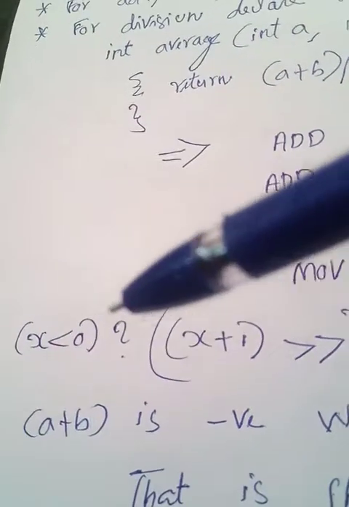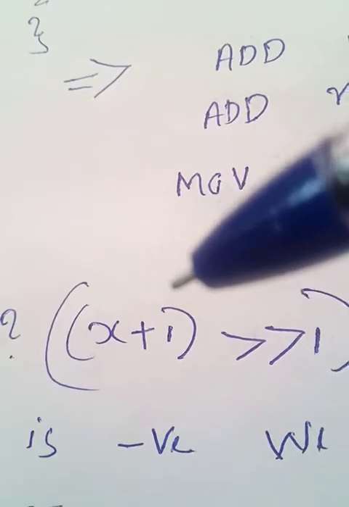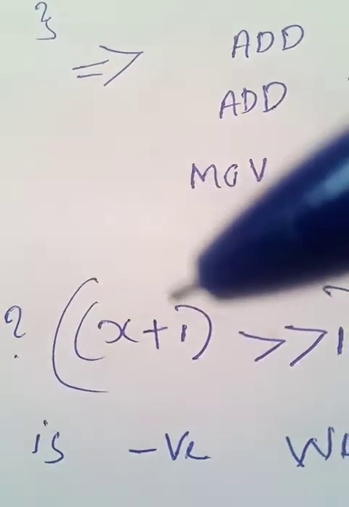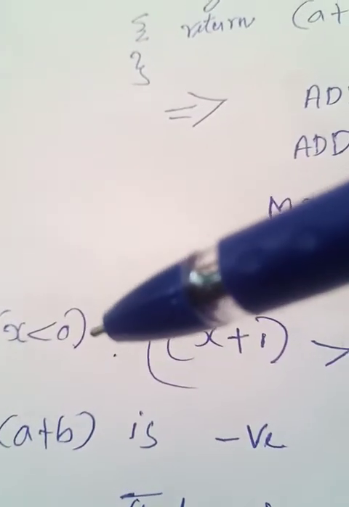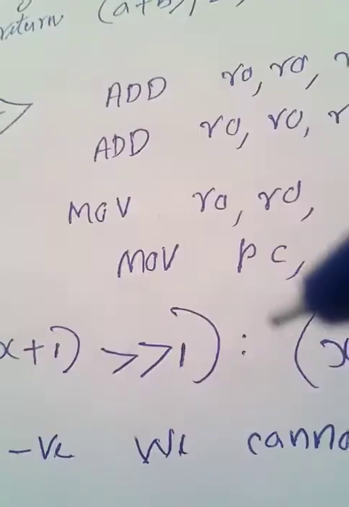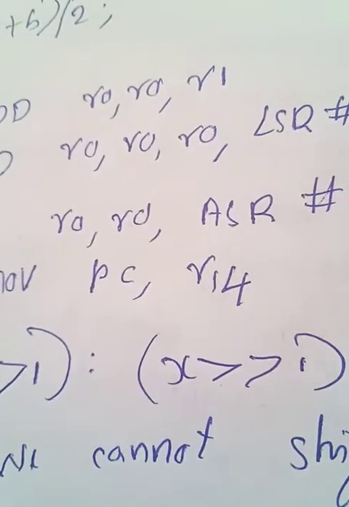That is similar to if x less than 0. You can remember the conditional operator which we studied in C programming. That is, if x less than 0, x plus 1, first find x plus 1, that is make it positive, then shift right by 1. Otherwise, directly you can shift by 1. Is it clear? If x is less than 0, make it positive and shift. Otherwise, shift it by 1 directly.